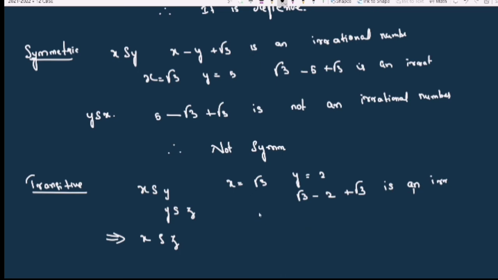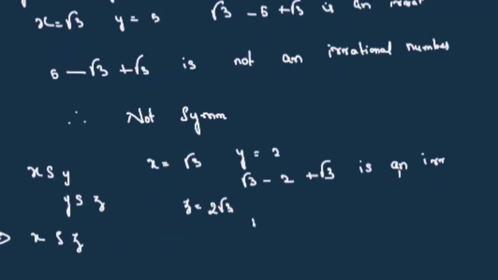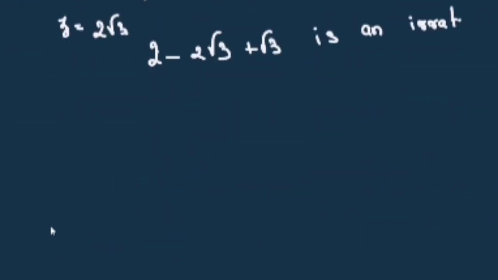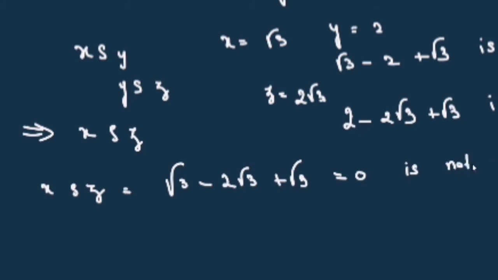Y and Z. So Y is 2, give Z as 2 root 3. So if I give it as 2 root 3, so we have given Y as 2. 2 minus 2 root 3 plus root 3 is an irrational number. Now you find X and Z. That means you have taken X as root 3 and Z as minus 2 root 3, plus root 3 is 0, which is not an irrational number.